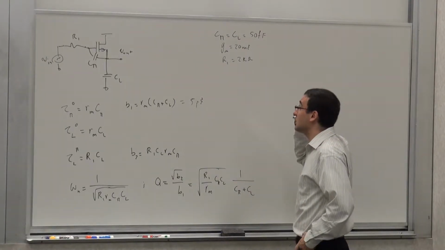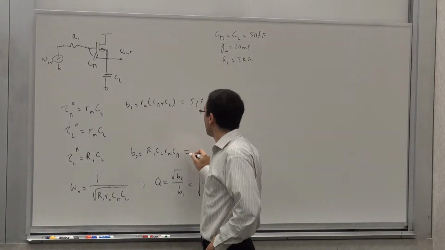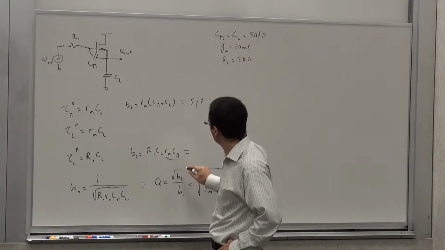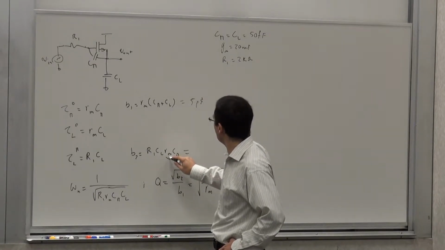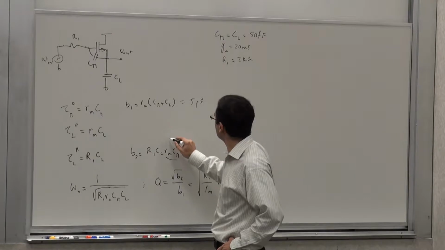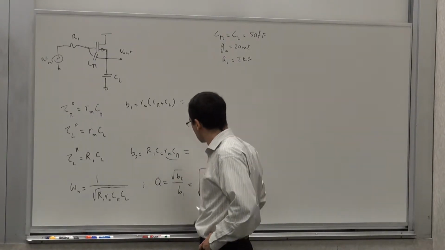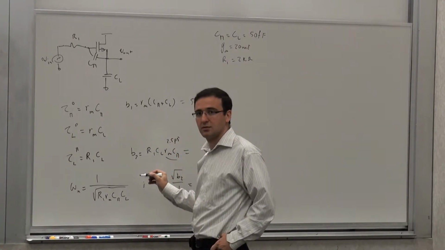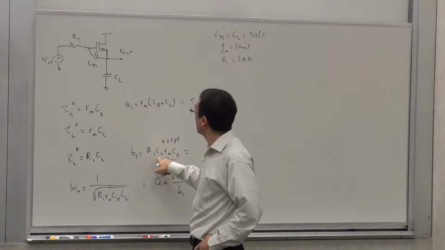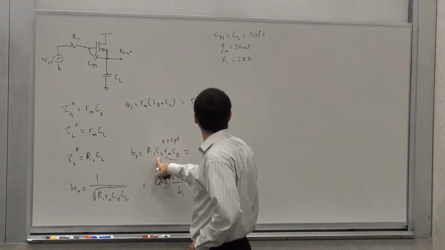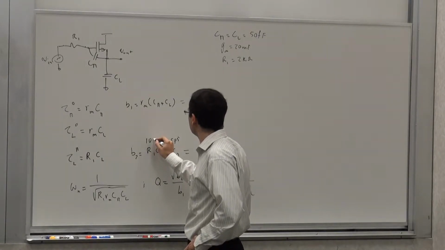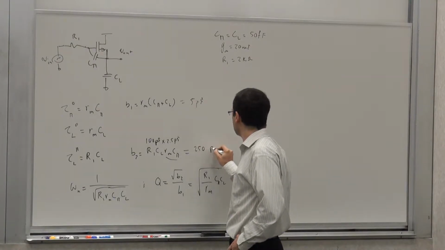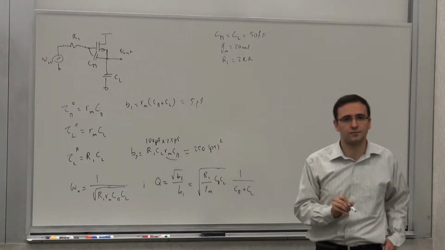Okay. So numerically, B1 is 5 picoseconds, and B2 is basically this part, which is 50 ohms times 50 femtofarads. Okay, let's do this. So this is 2.5 picoseconds, right? Times R1, 2 kilo ohms times 50 femto, that's 100 picoseconds, right? That's 250 picoseconds squared. Those are the numbers.